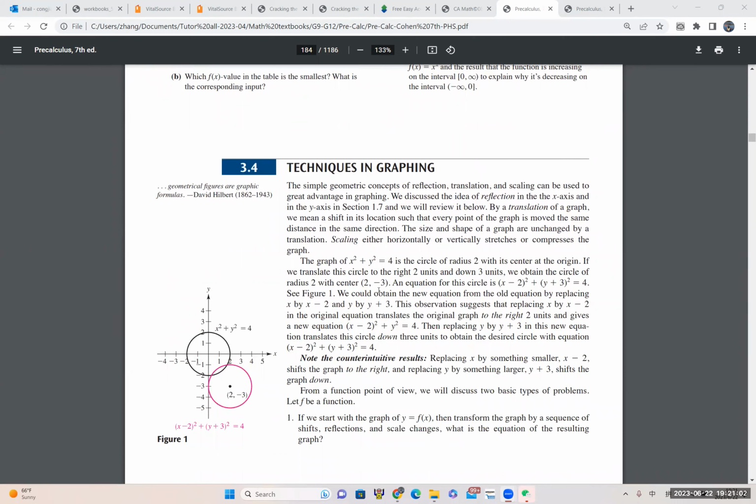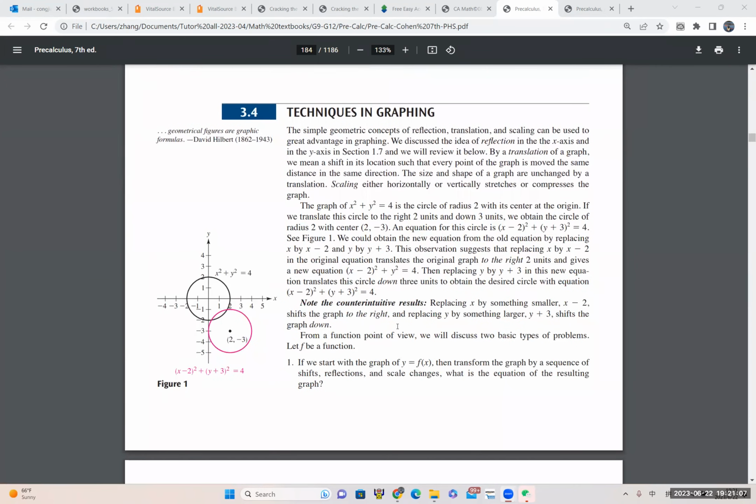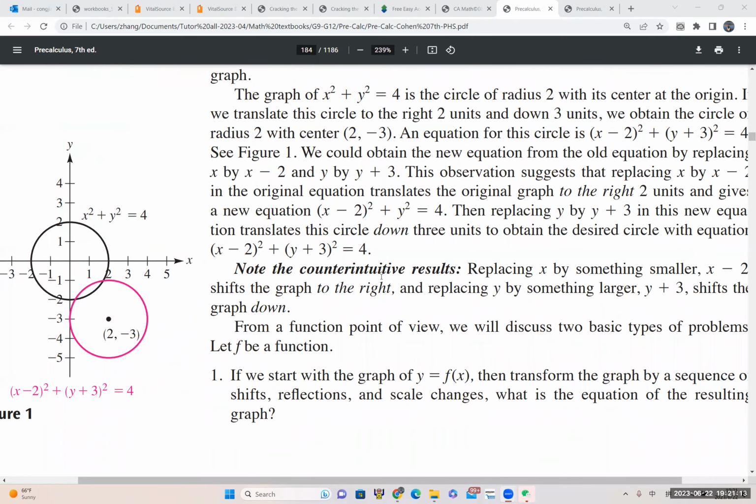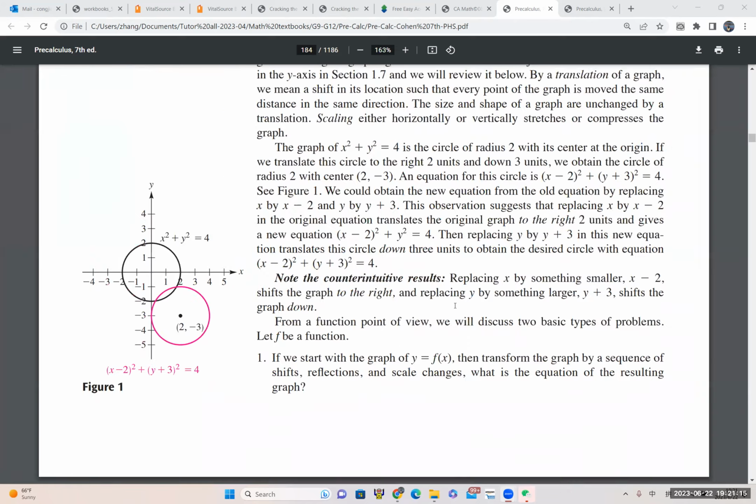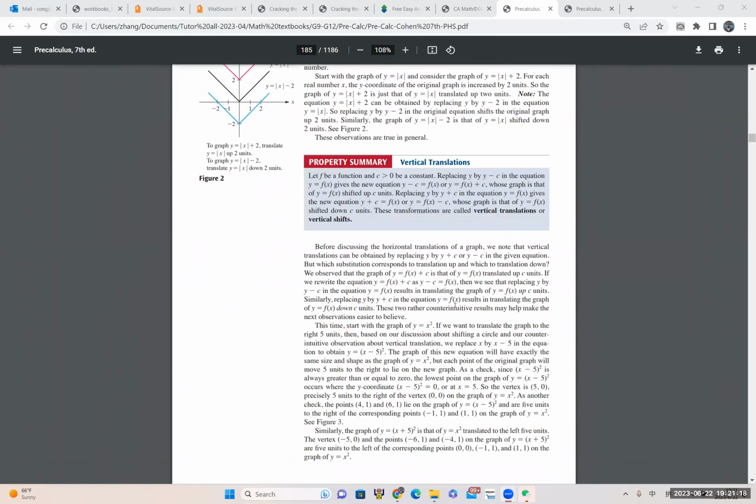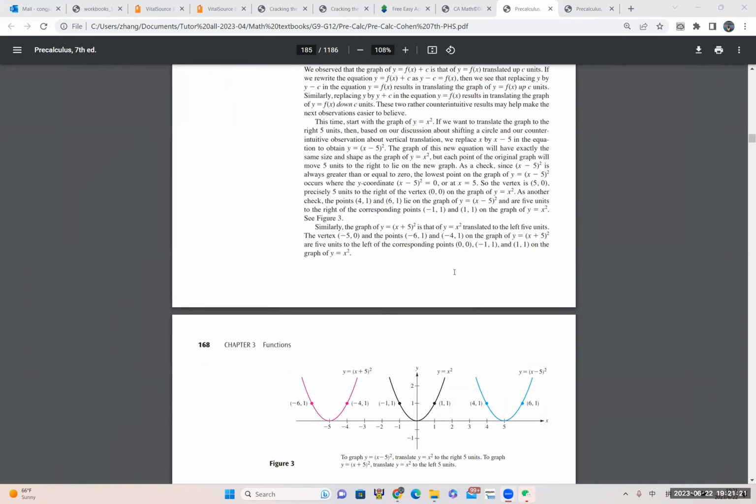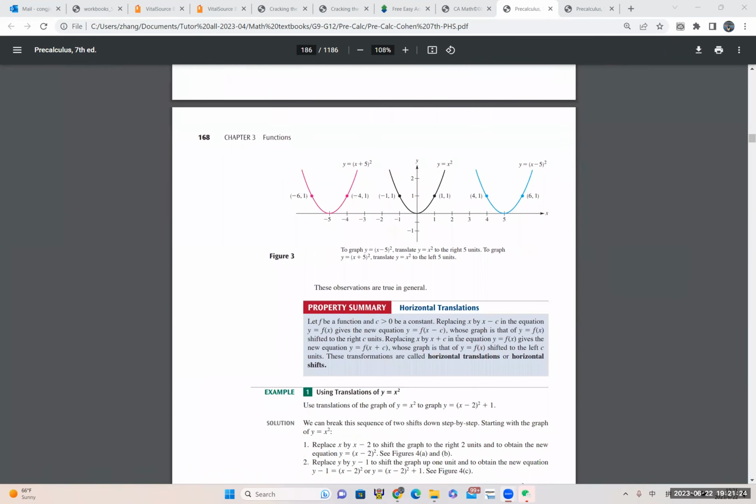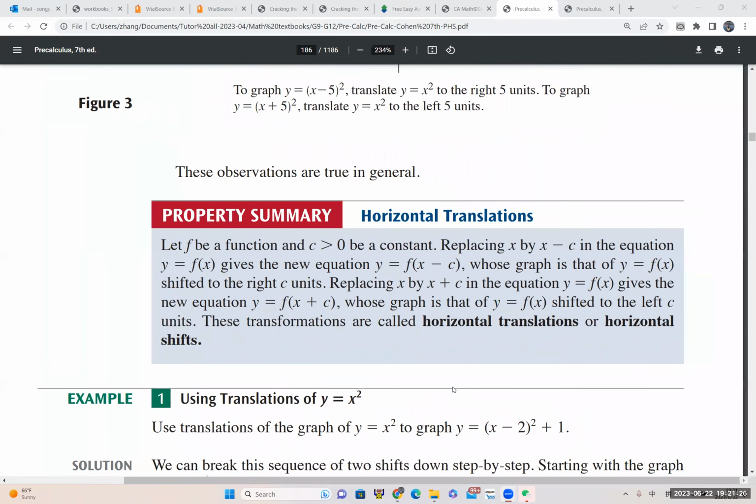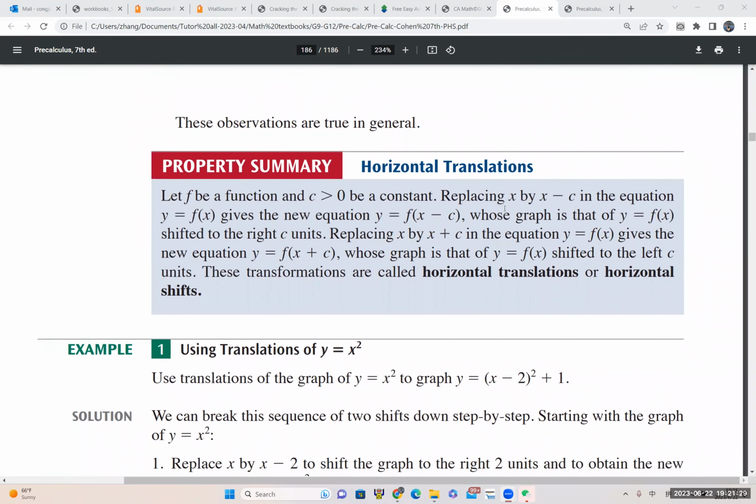Technologies in graphing. Intuitive. Let's say if there's some property summary, horizontal translation. Yes, so we also call this a transformation, right? Yeah, translation is one type of transformation.